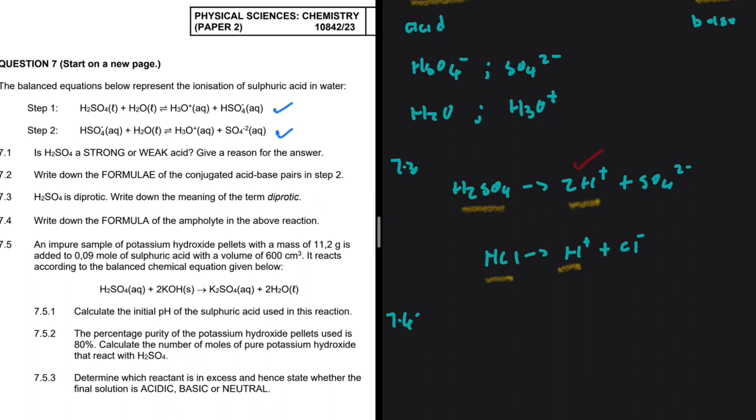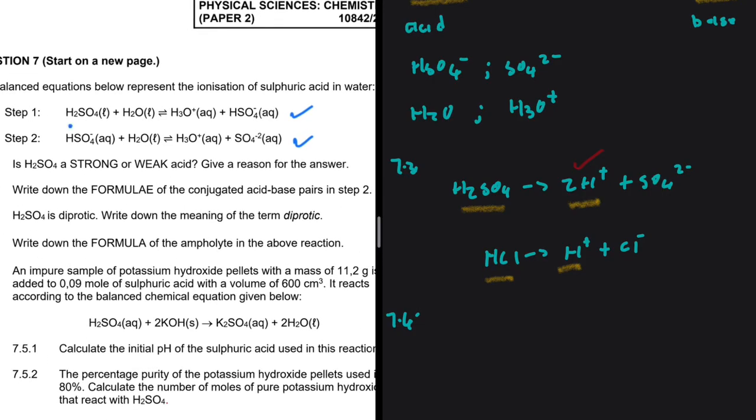7.4, write down the formula of the ampholyte in the above reaction. So an ampholyte, an amphiprotic species, is a substance that can act as both an acid and as a base. So take a look at step 1. Step 1, we have H2SO4, which is our acid, and the conjugate base is HSO4-. So in step 1, HSO4- acts as a base.